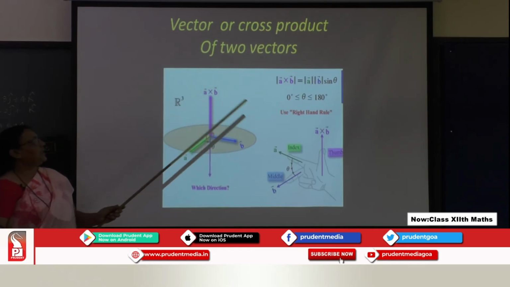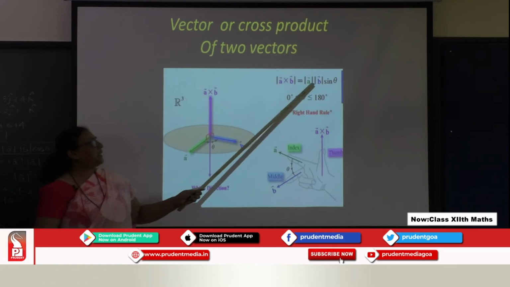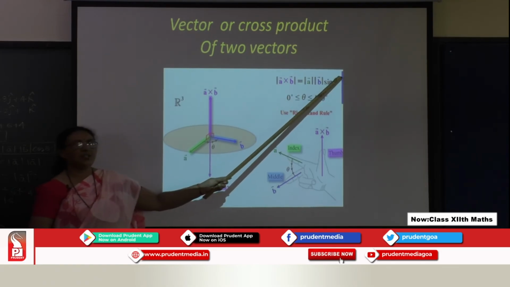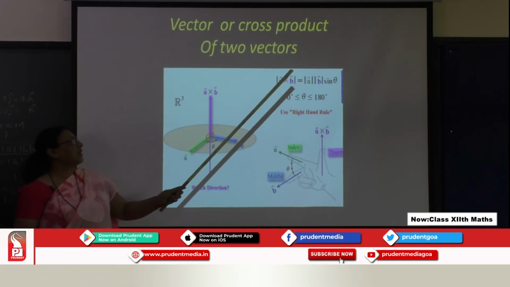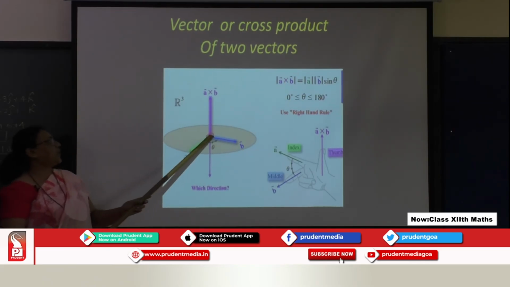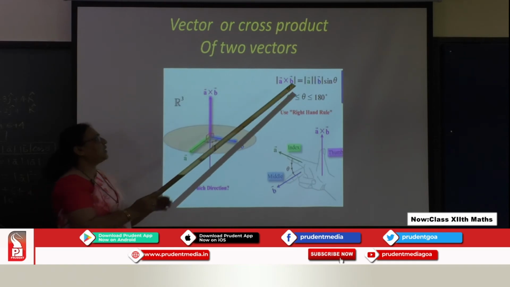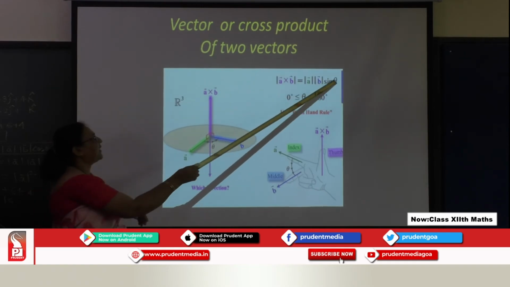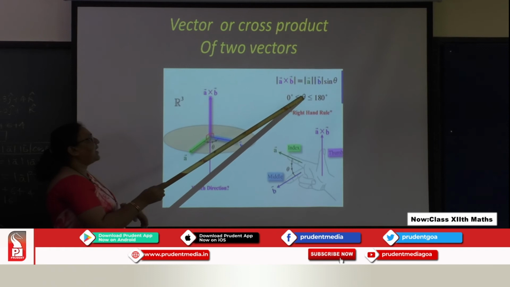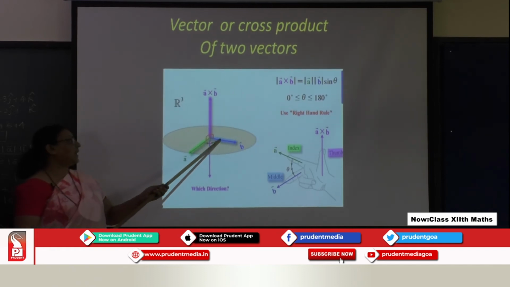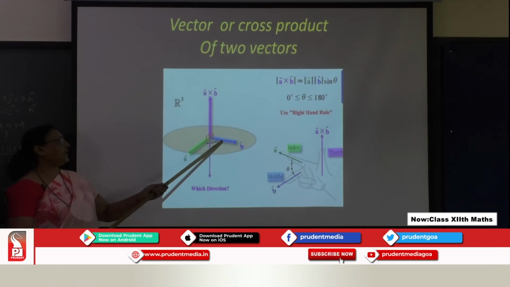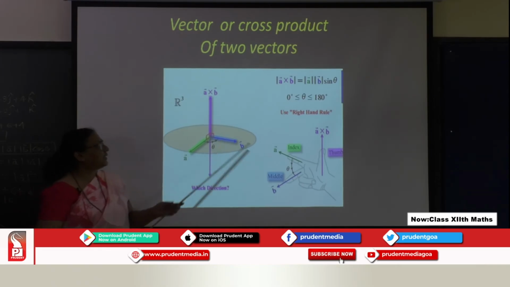Now the magnitude of A cross B is given as AB sin theta. The direction is important, but this is given as a magnitude, so the direction is gone here. Because it is taken as modulus, the direction is taken out. And theta lies in the range 0 to 180. This theta can be from 0 to 180.